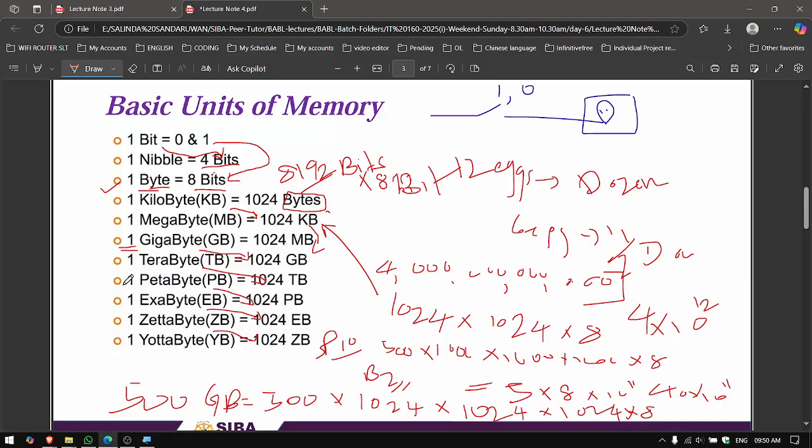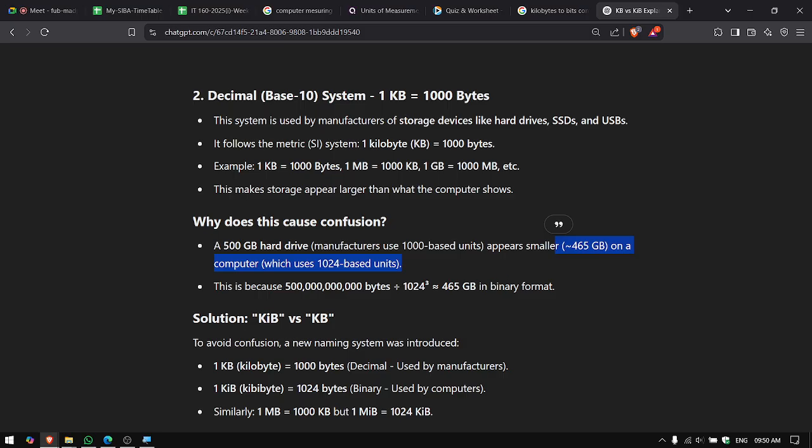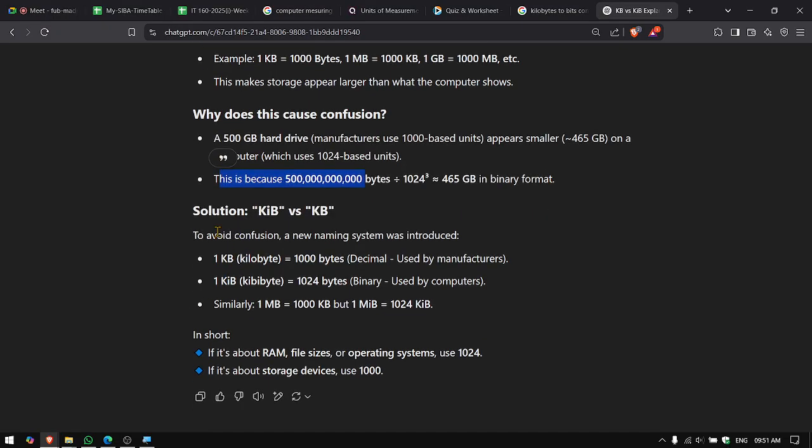So then what else do we have? Here we have 500 billion bytes, divided by this, and this one is about 465 GB in binary format, right? It's true. So we have discussed the solution. To avoid confusion, they have introduced a new naming system.